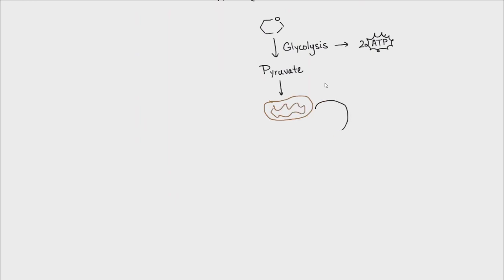So if I have a glucose, I'm definitely going to do glycolysis, which is an anaerobic process, and then I get pyruvate, and this gives me 2 ATP. And then I take that pyruvate and I shuttle it into mitochondria, where I'm then going to do the citric acid cycle and oxidative phosphorylation.